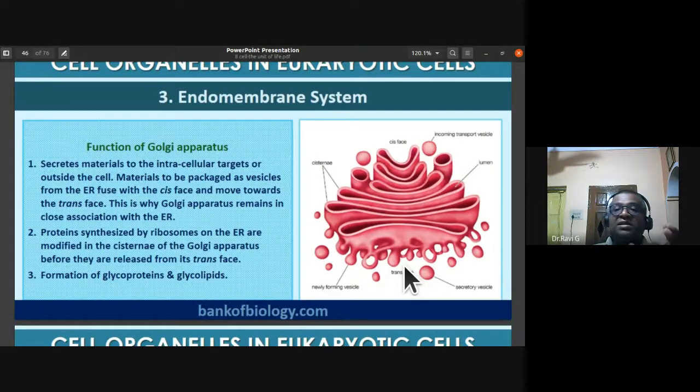See the vesicles with materials, they have to be packed. So that takes place. So vesicles, the materials to be packed from the ER, are packaged as vesicles at the cis phase and they move towards the trans phase. So this is one of the reasons for the Golgi complex to be closely associated with endoplasmic reticulum.